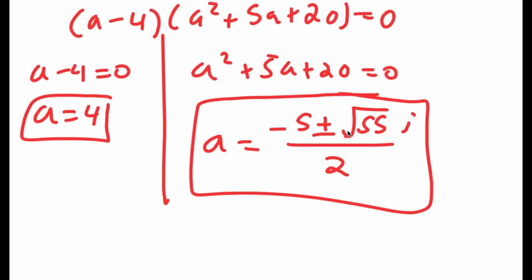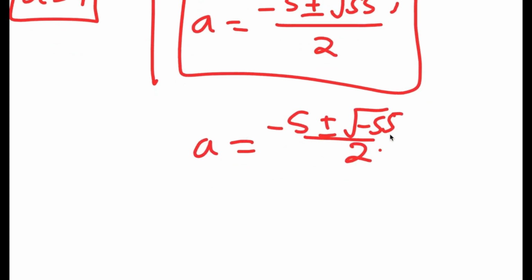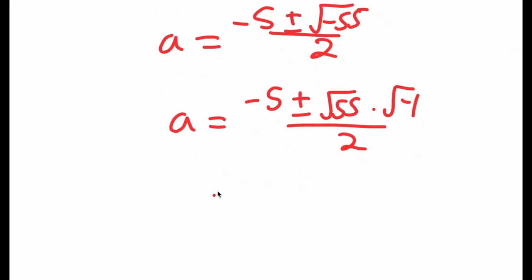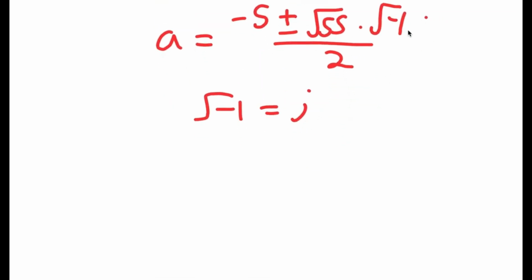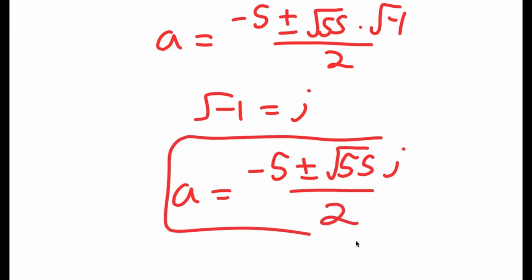And the reason, actually what you should get is a equals negative 5 plus or minus the square root of negative 55 over 2. And the square root of negative 55, I can rewrite that as the square root of 55 times the square root of negative 1. And if you guys didn't already know, the square root of negative 1 is equal to the imaginary number i. So if I replace i with the square root of negative 1, I get a is equal to negative 5 plus or minus the square root of 55 i over 2. So that's how I got square root of 55i.